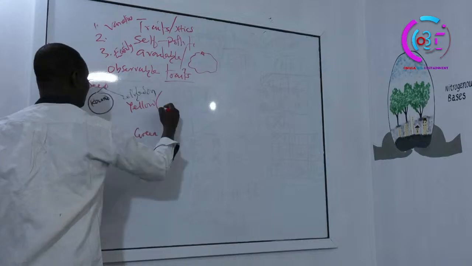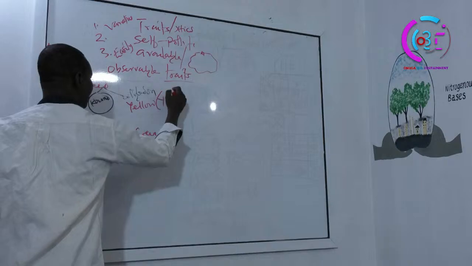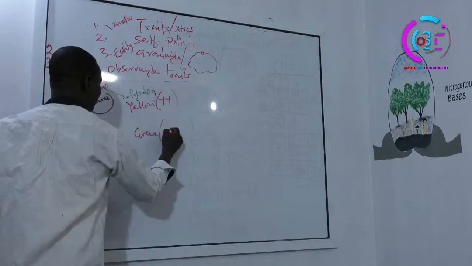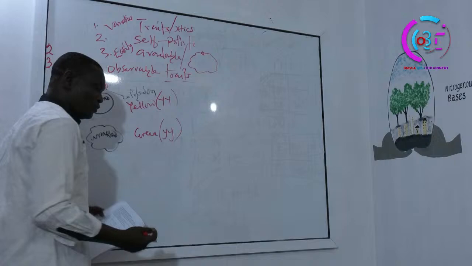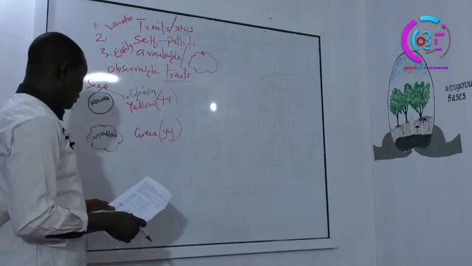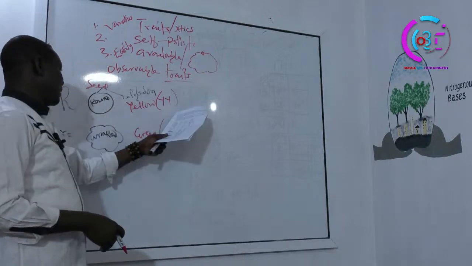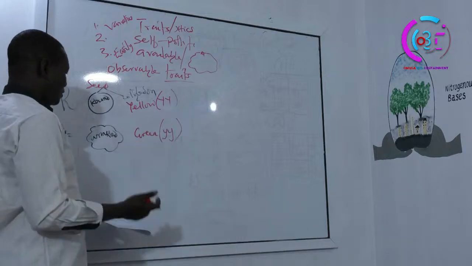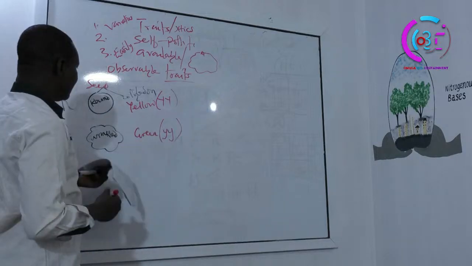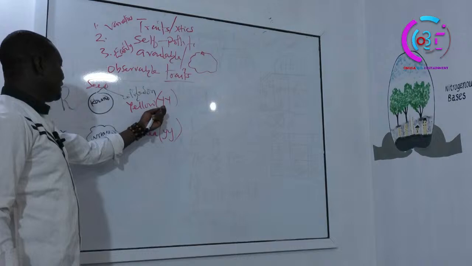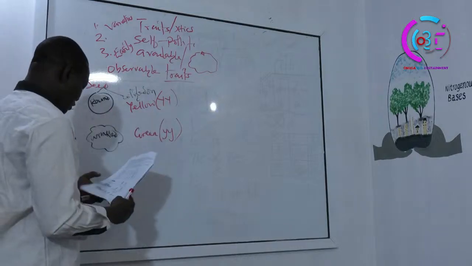And this one is represented by capital letter Y, and this one is represented by small letter y. We are going to see all this as we go on. Then don't forget that I said that traits exist in pairs because we inherit each of these from each parent.